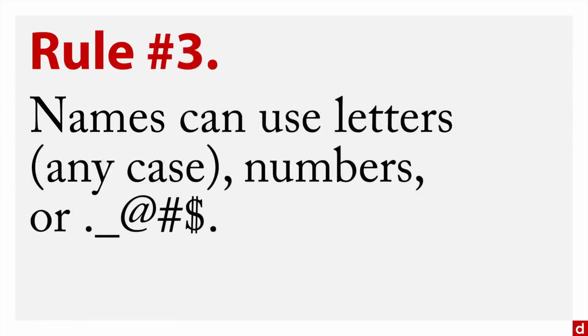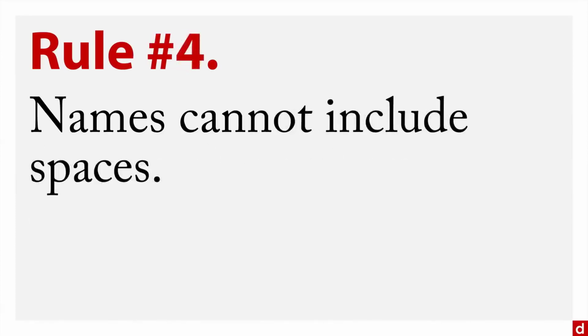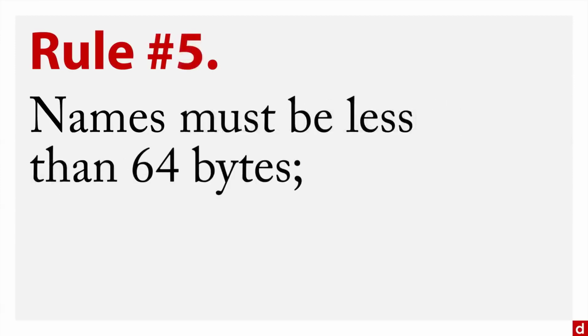Rule number three, names can use letters, upper or lowercase, they can use numbers, and they can use period, underscore, @, pound, dollar sign. On the other hand, don't end with a period. That can cause confusion with the command terminator. And don't end with an underscore because that's used for automatic variable names when SPSS is doing computations. Rule number four, names cannot include spaces. And rule number five, names must be less than 64 bytes.